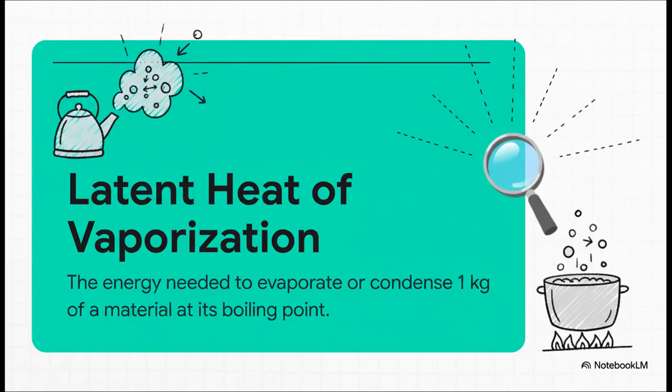This time, we're dealing with a second type of latent heat, the specific latent heat of vaporization. This is the energy needed to break the last of the bonds holding the water molecules together as a liquid, letting them escape completely and become a gas, what we call steam.